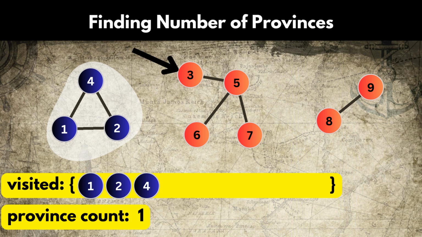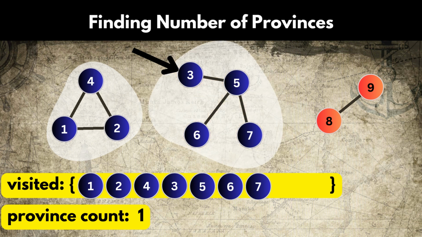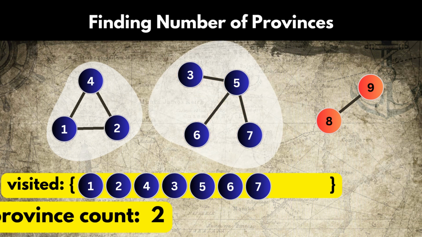Next node is 3, it is unvisited. Start DFS from node 3. DFS visits the nodes 5, 6, and 7. DFS completed for node 3. This is second province. Count becomes 2.